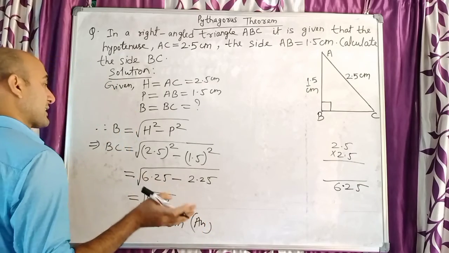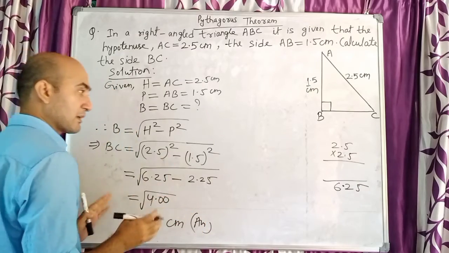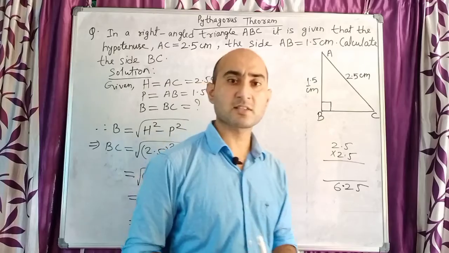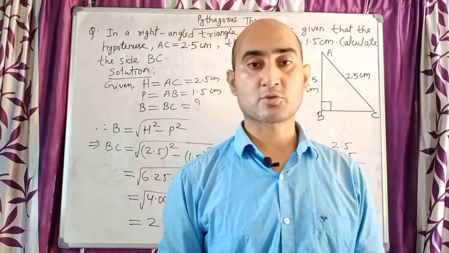So my first answer has come very easily. There was decimal but it was very easy to do. So this is an example, children. I hope you understood. Thank you, children.